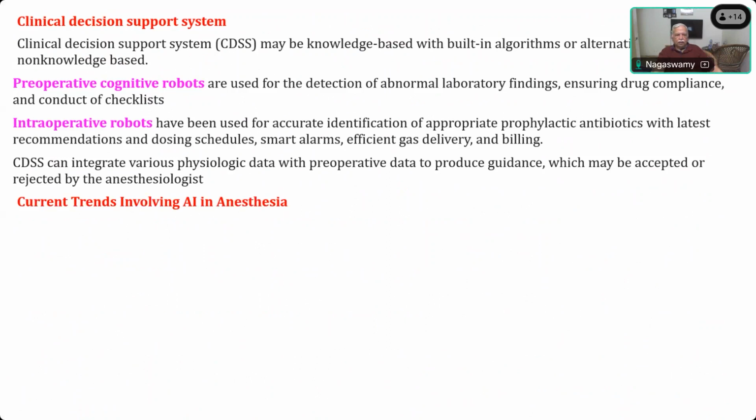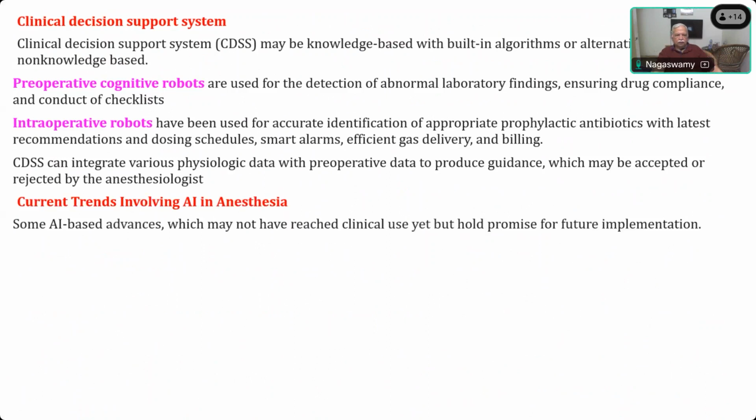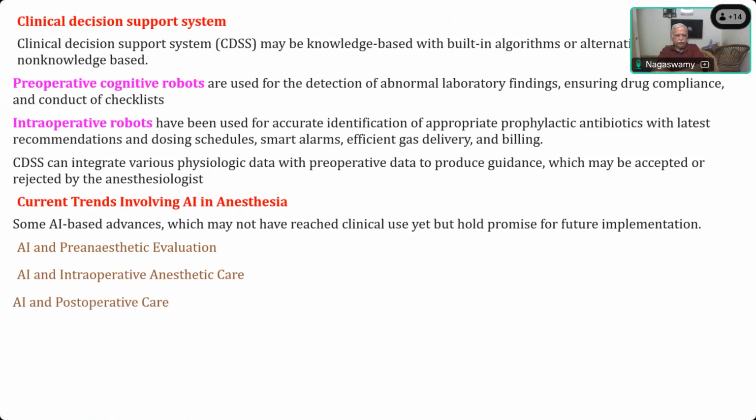Now, what are the current trends involving artificial intelligence in anesthesia? Some AI-based advances have not reached clinical use yet, but hold promise for future implementation. That is, it will be used in pre-anesthetic evaluation, in intraoperative anesthesia care, and in post-operative care also. These are all the trends.